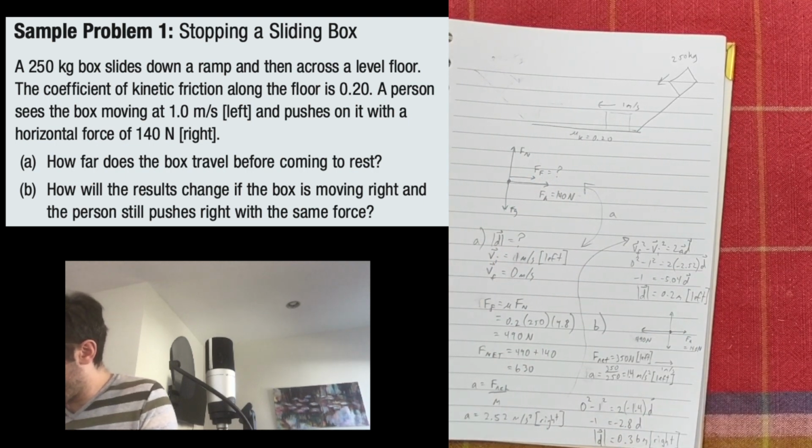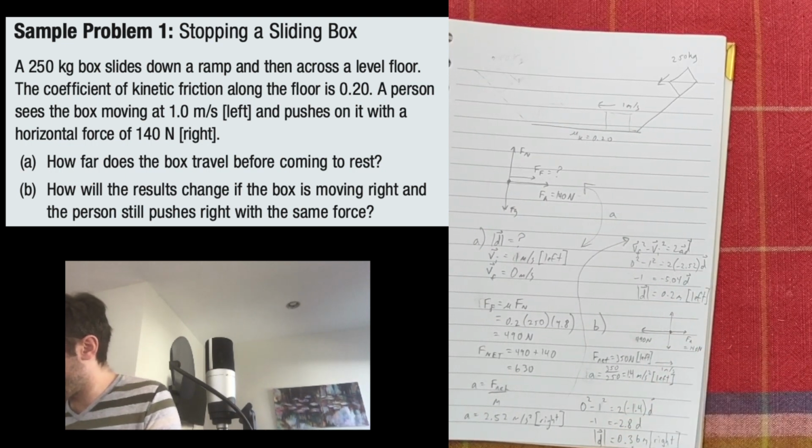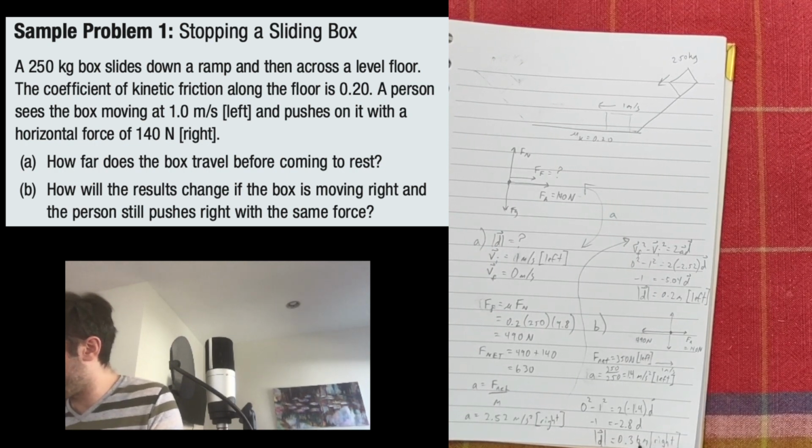And it travels farther this time than it did in the first question, which makes sense because the person is actually trying to keep it moving. So it's actually helping the box travel farther rather than trying to stop it.